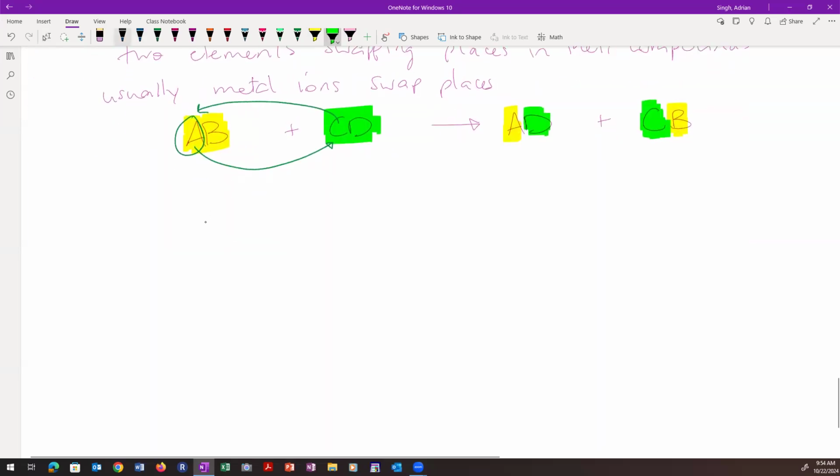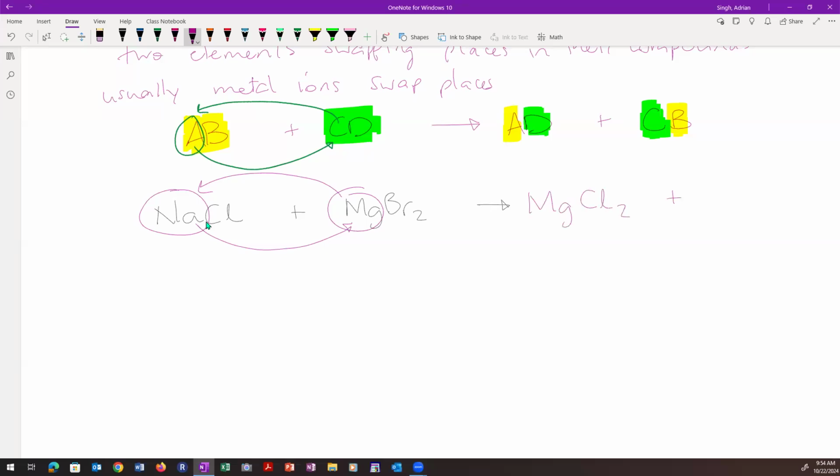So as a specific example of this, let's say we had something like sodium chloride reacting with magnesium bromide, let's say MgBr2. Okay, so again, very similar here. The metal ions are going to swap places. So sodium and the magnesium are going to change places with each other. So now the Mg goes where the Na was to make MgCl2, magnesium chloride, and the Na goes where the Mg was to make NaBr.